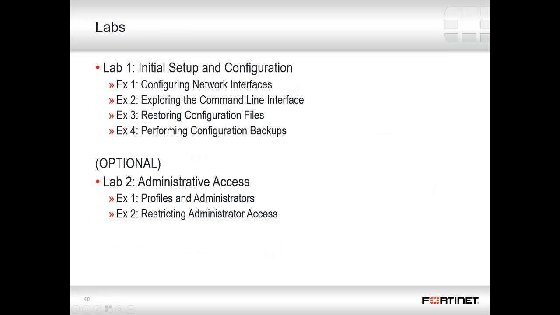Now it's time for the labs. The first lab is simply about getting used to the FortiGate, working with the CLI a little, setting up interface IPs, and working with configuration files. The second lab is optional, and it's all about limiting management access to the unit. The initial lab is pretty short, so you have 10 minutes to complete it. If you finish the first lab, go ahead and move on to lab number 2.